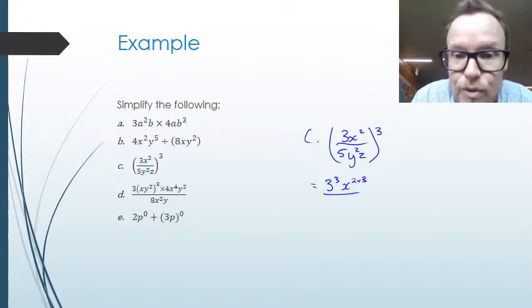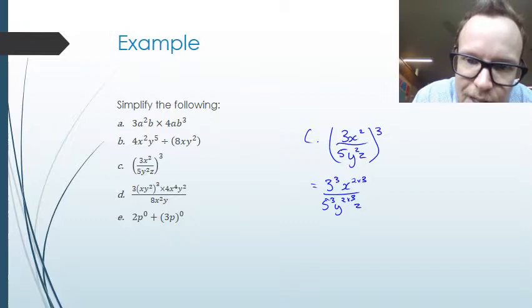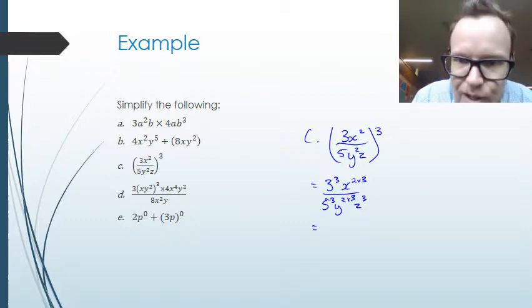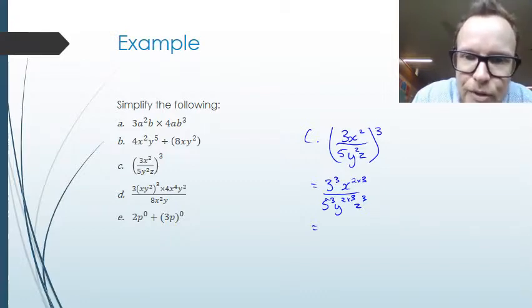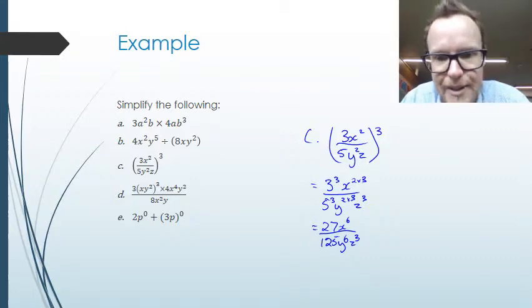Sorry, index law 4 and 5, not index law 3. 5 cubed y 2 times 3 and z cubed. So index law 3 is where I've got the multiplying the powers here. So 3 cubed is 27. That's x to the power of 6. 5 cubed is 125. Y to the power of 6. And z to the power of 3 is our answer there.